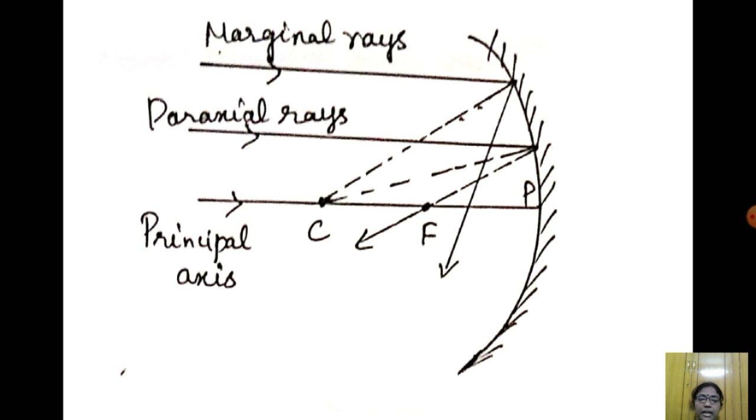Now this is another geometrical diagram. Let us consider a principal axis, which, as I said, passes through C and P. Another ray which is very near to the principal axis is called a paraxial ray. The rays which are very far away from the principal axis are called marginal rays. The rays very close to the principal axis will pass through the focus point F. Other rays apart from the paraxial rays, the marginal rays, will be focused at some other point.